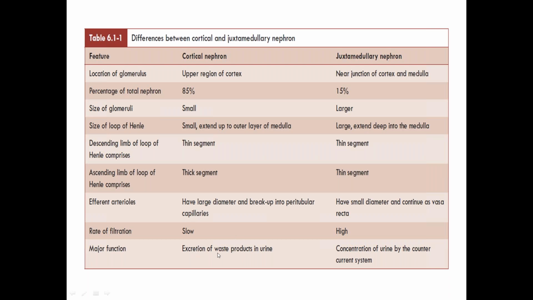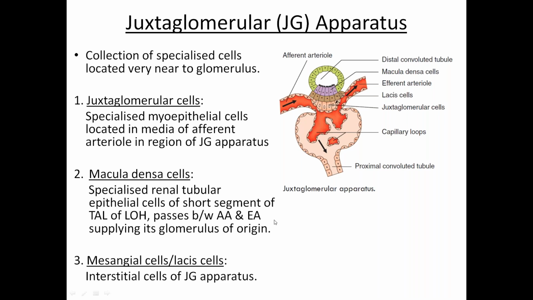And this is an important thing. The cortical nephron is mainly concerned with excretion of waste products in urine, but the juxtamedullary nephron, apart from the excretion function, has its main job as concentration of urine by the countercurrent system. Again, something we'll talk about in detail in the next few chapters.